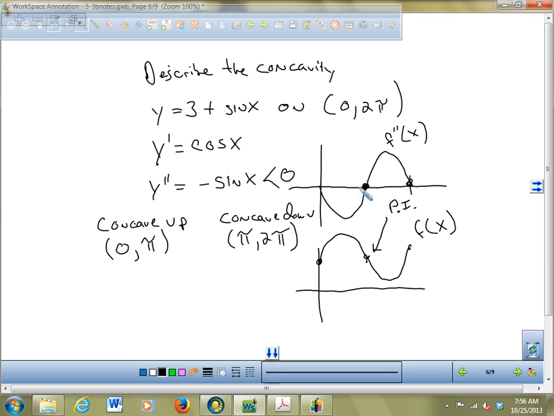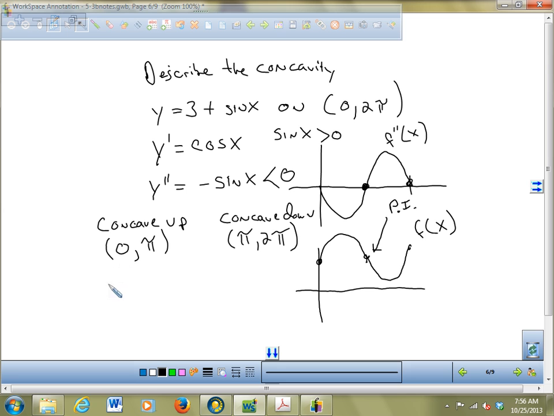Where is sine of x negative? Is that the same as saying where is sine of x greater than 0? Yeah. If I multiply through by a negative, the sign flips. So I could say where is sine of x bigger than 0? And so sine of x is positive from 0 to pi, and sine of x is negative after that. So you could do it that way too.